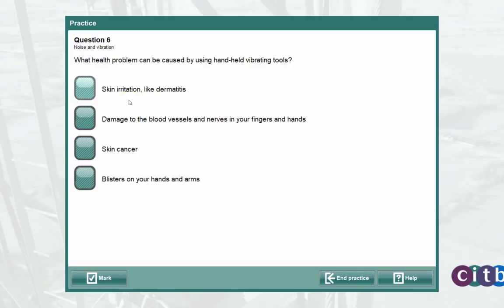What health problem can be caused by using handheld vibrating tools? Skin irritation like dermatitis. Damage to the blood vessels and nerves in your fingers and hands. Skin cancer. Blisters on your hands and arms.